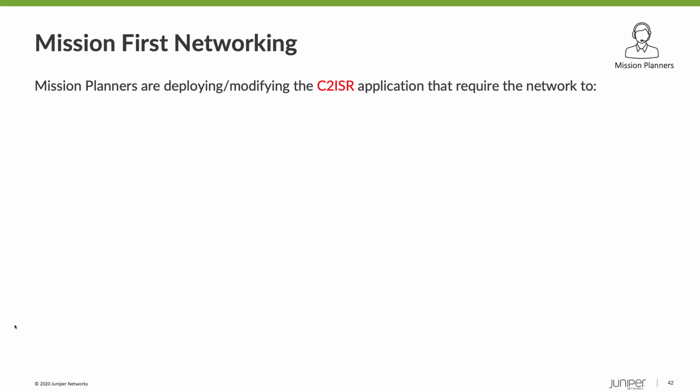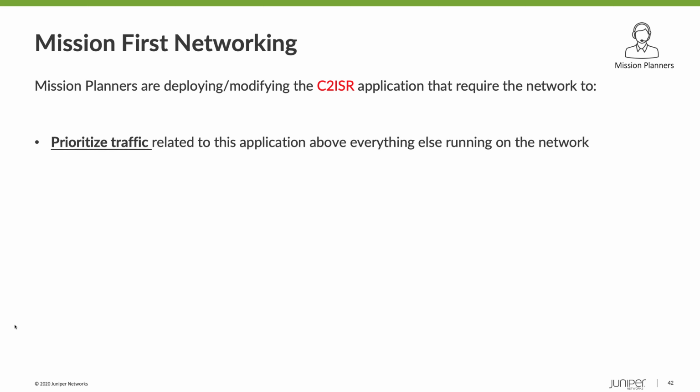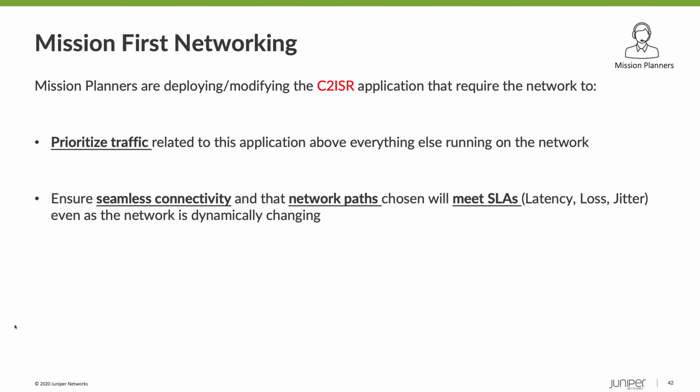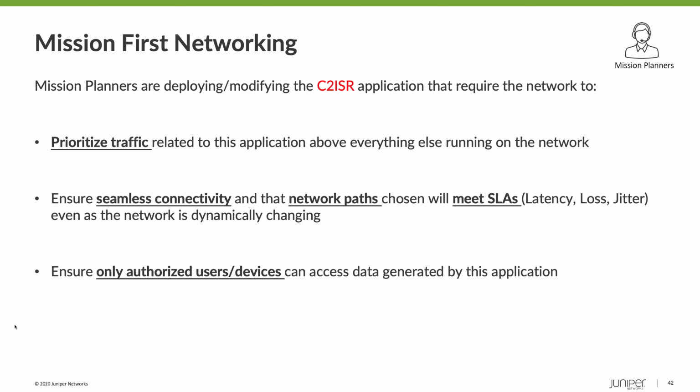So let's take an example. Let's say we have some mission planners that are going to be deploying or modifying a specific application, in this case C2ISR, and they want to change the network behavior. They want to change how this application is going to be prioritized to make it more important than everything else, to change how it's going to be connected and routed, so which specific paths are going to be chosen, how we're going to enforce SLAs and QoS, as well as to modify who's allowed to access the application, to ensure only authorized users and devices can do it. This is essentially a core tenet of Zero Trust. And to be able to do all these things in real time versus taking weeks to months to implement.